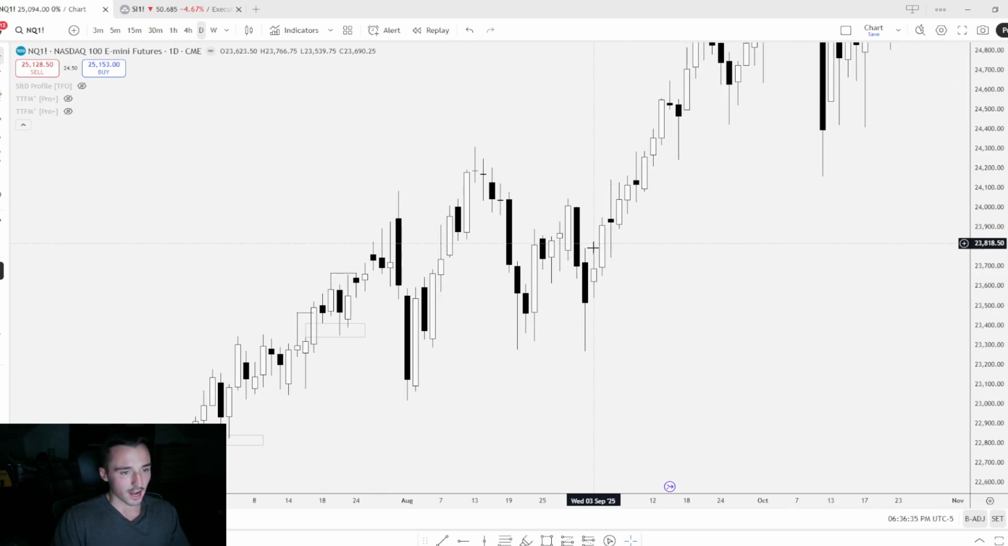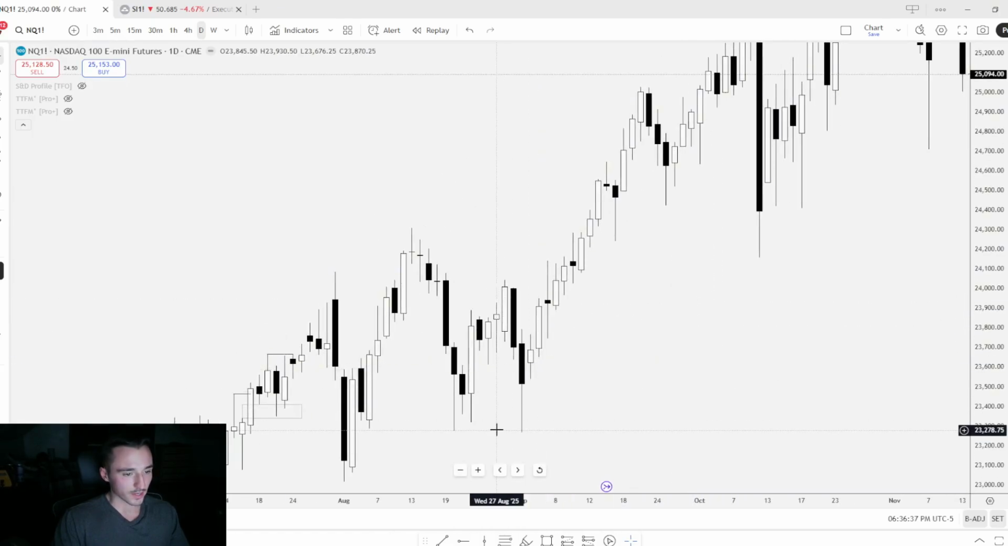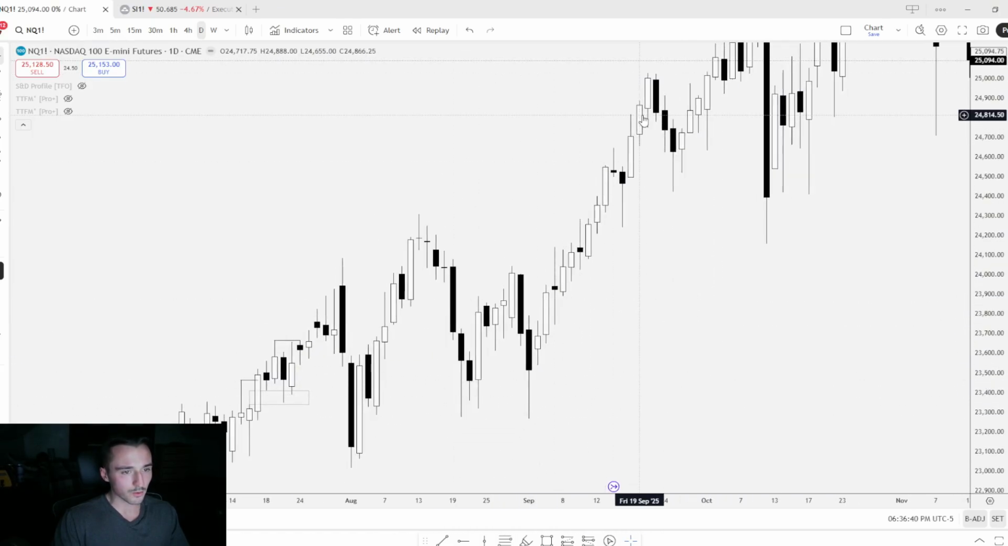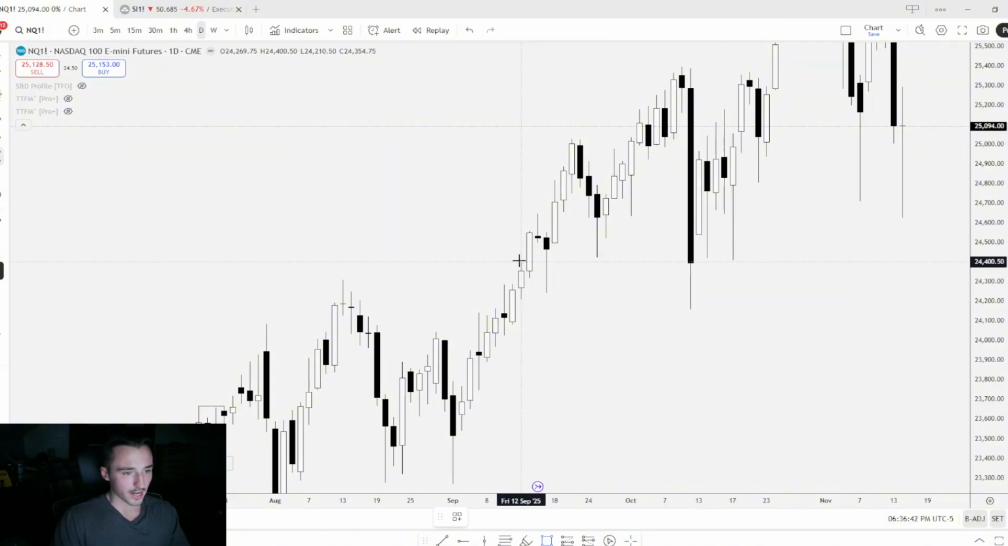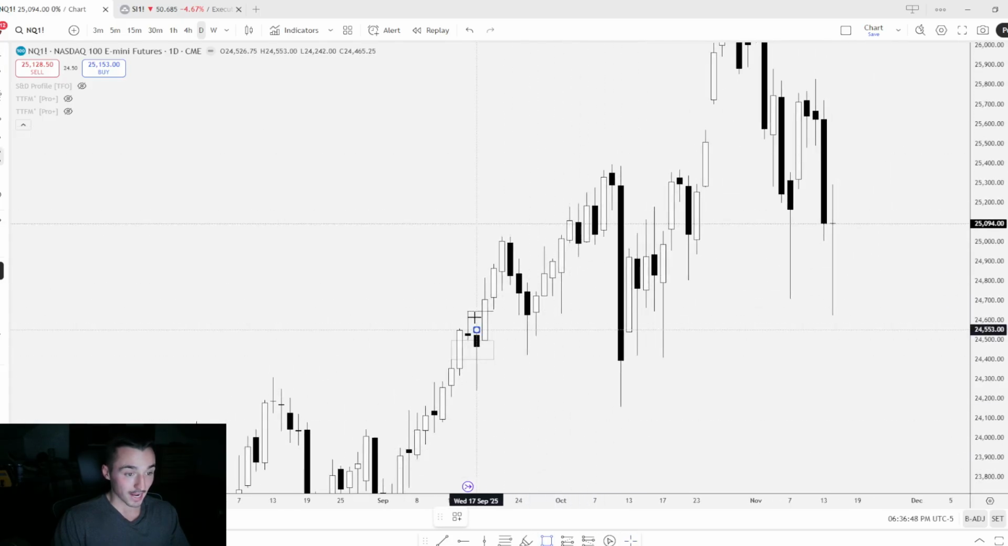So right here, we kind of have just this large range, and then we take this low and we rip higher, right? We return to internal range liquidity here. So we target external range liquidity, right? And then we come back down to internal range liquidity. We return to external range liquidity, right?